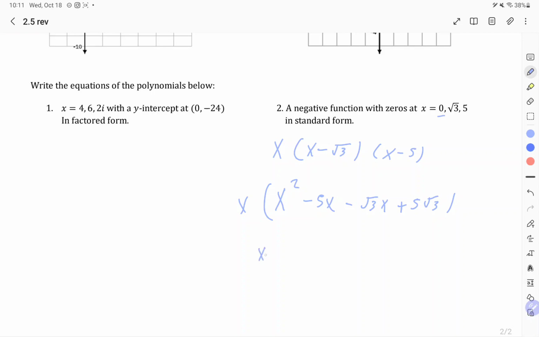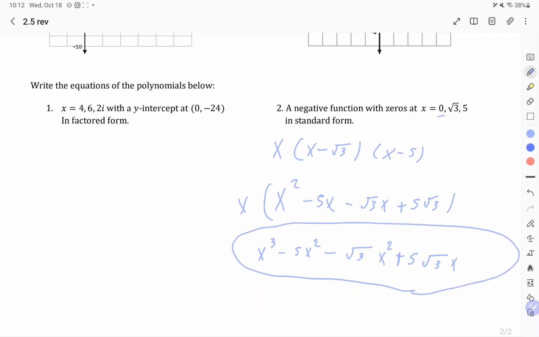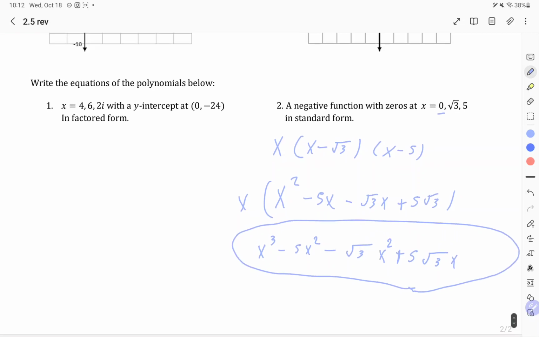So multiply by x, so it's just x to the power of 3 minus 5x squared minus root 3 x plus 5 root 3 x. I think these get added. Yeah, that's pretty much it. That's your answer in standard form. You just write the factored form and then FOIL it.